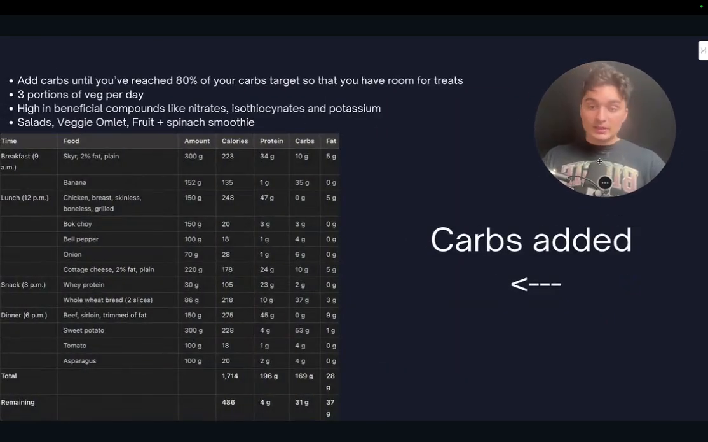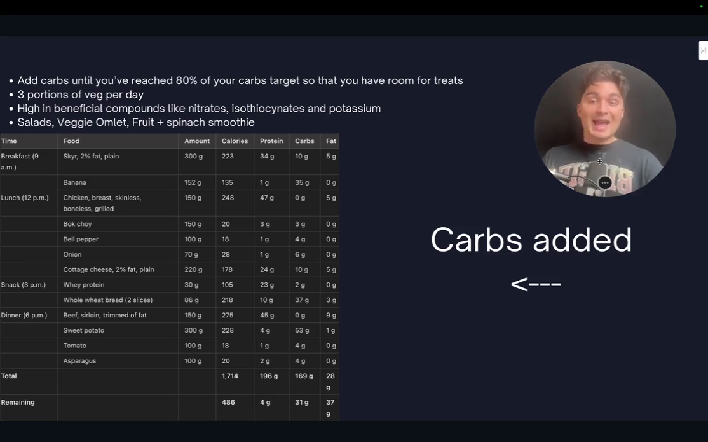So now this is what it'll look like, to put into perspective, for my meal plan once I add my carbs. With my skyr, I'll have banana. With my chicken breast, I'll have bell pepper, bok choy, onions, and cottage cheese. With my whey protein snack, I'll add in 2 slices of whole wheat bread. With my dinner, with my steak, I'll have asparagus, sweet potato, and tomato. And now my calories are 1,700. My protein is around 200 grams, so I've hit my protein intake pretty much. My carbs are around 170, and my fat is still pretty low at 28 grams. So I have 486 calories remaining, and the rest of my macros remaining there.